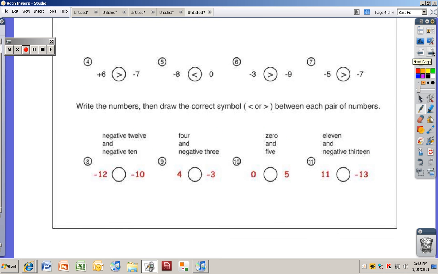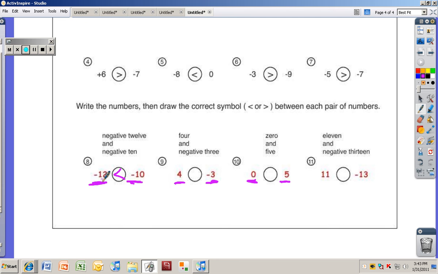All right, so here's the numbers that you should have written, and let's compare them. Let's see if everybody can say the answers. Negative 12, negative 10. Greater than, less than, or equal to? Less than. Less than, good. Your symbol should go like that because negative 12 is less than negative 10.